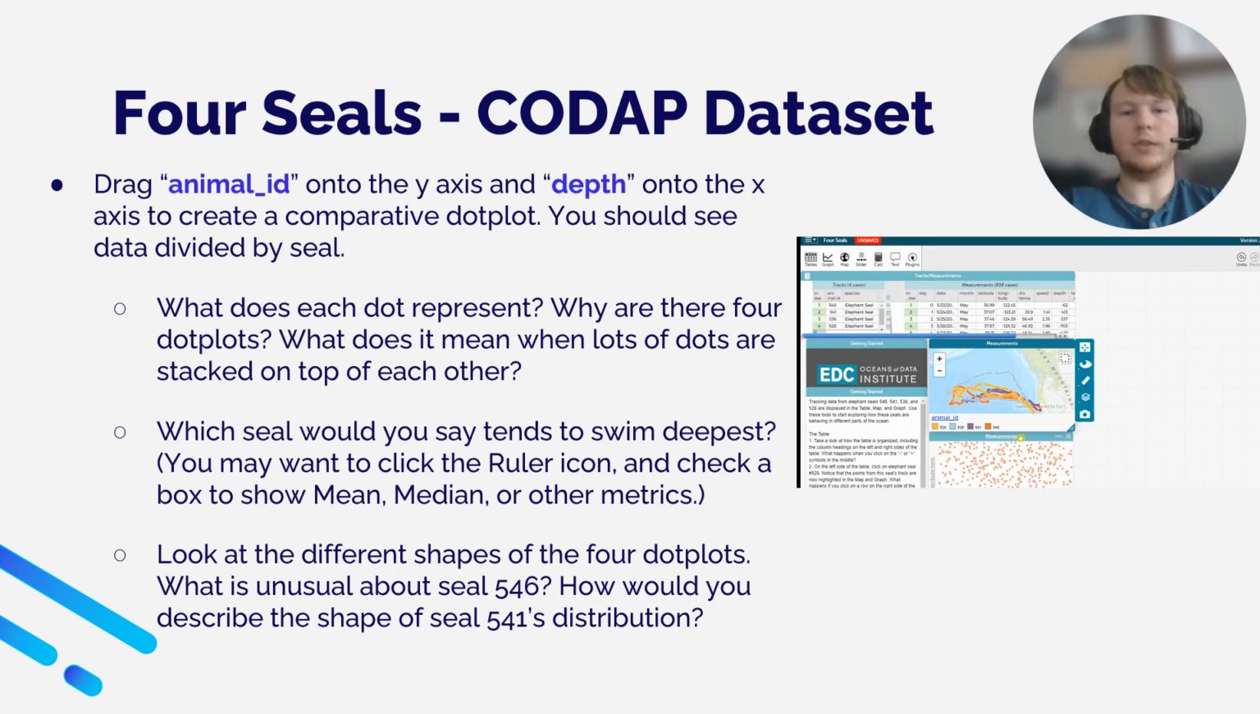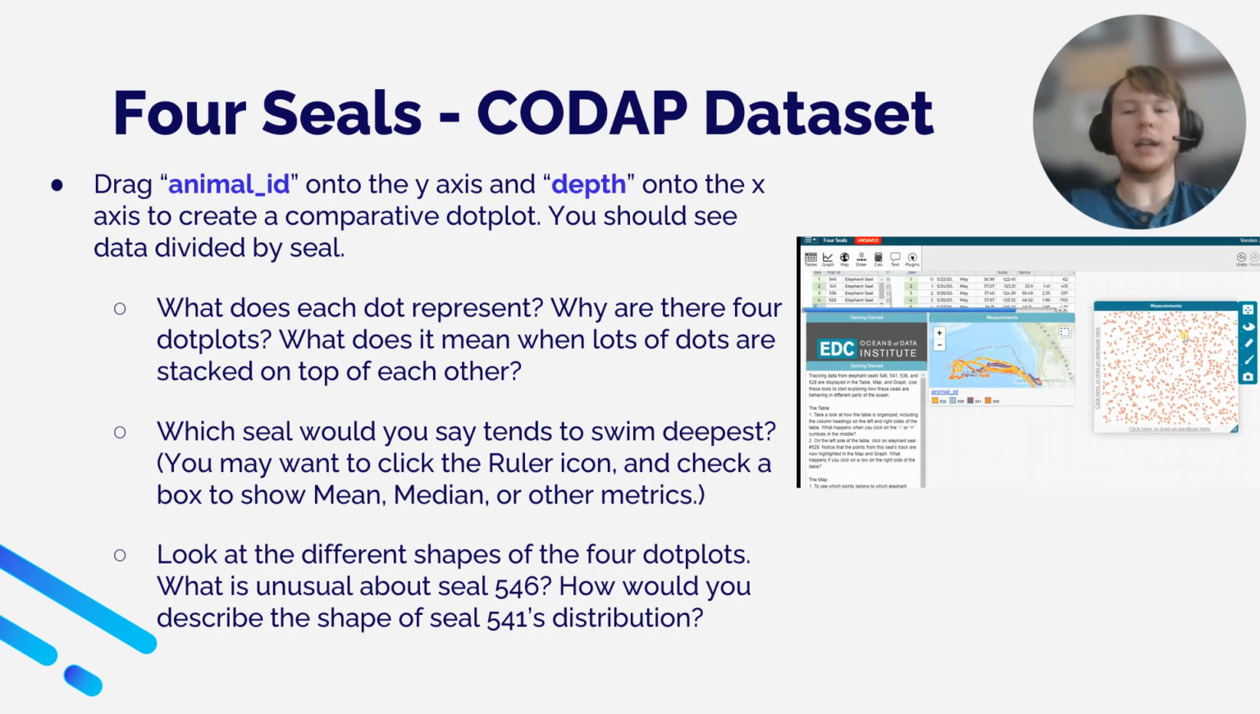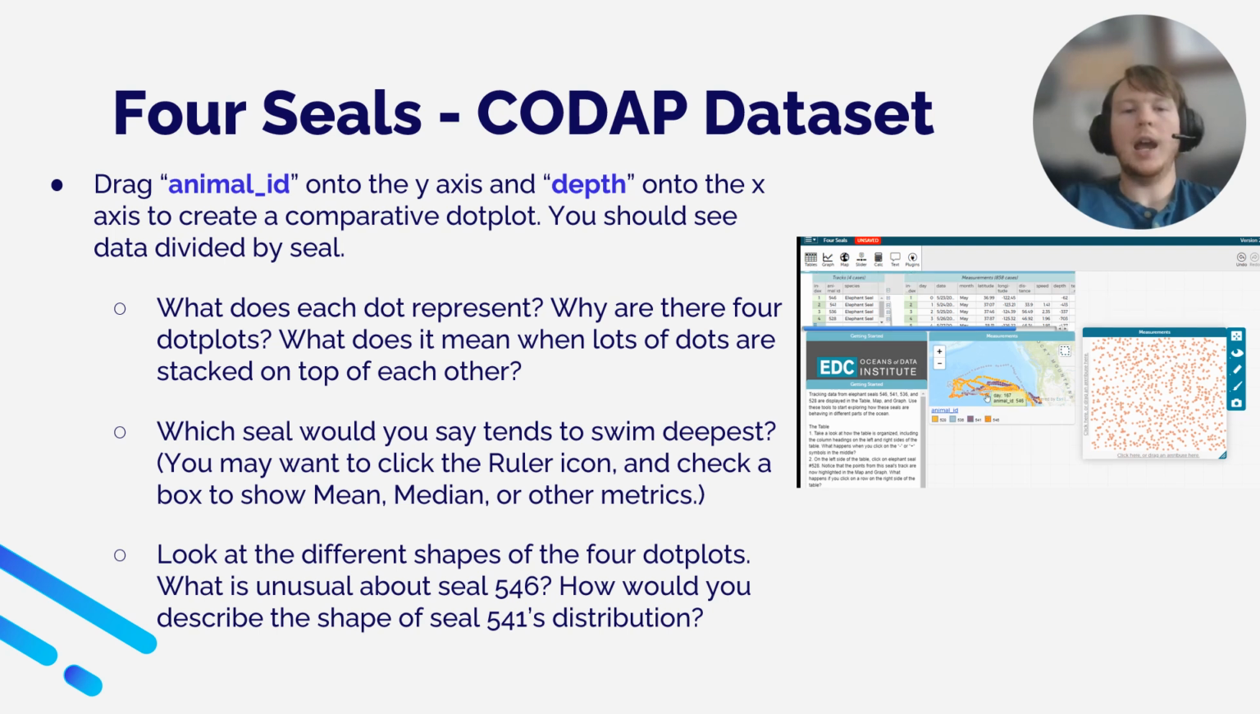Next, we're going to have students create a comparative dot plot by putting animal ID, which is categorical, on the y-axis, and depth, which is a continuous variable, onto the x-axis. And this should show them 4 dot plots divided by seal.